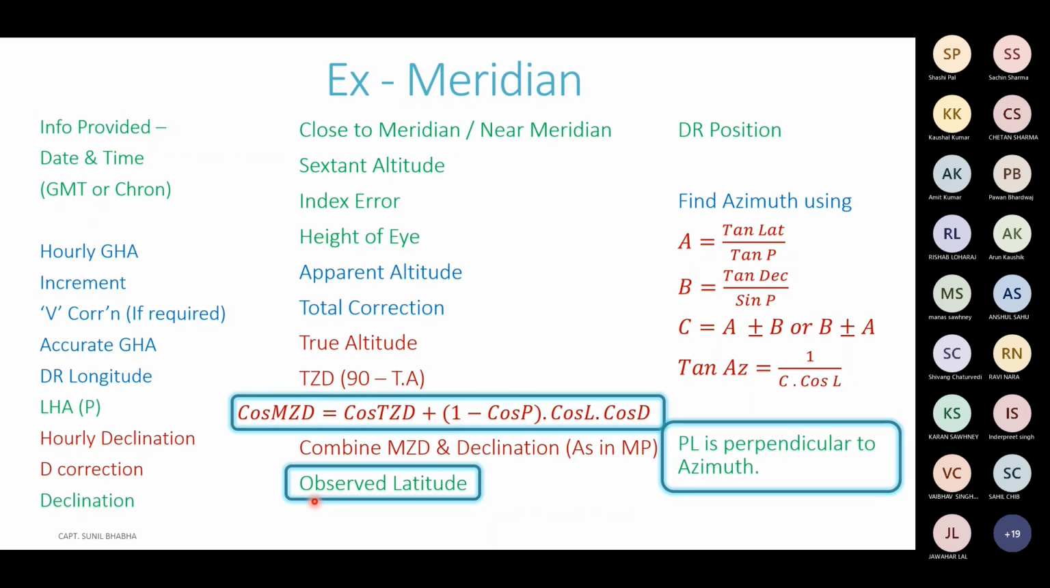If you do ex-meridian with the cosine formula, it will convert into an intercept calculation. So I would recommend, beta, for me it is perfectly fine. If I am checking the paper, I'll give you full marks.